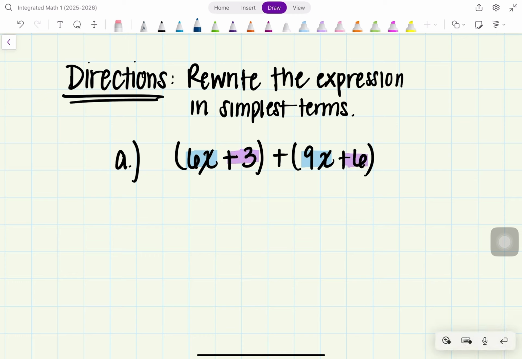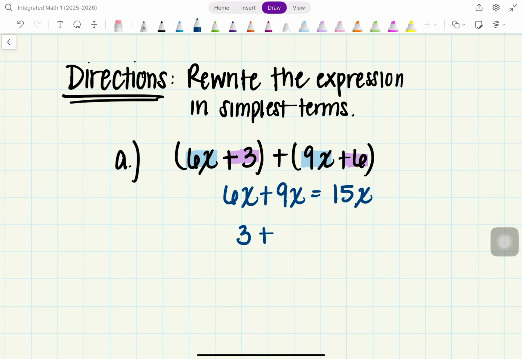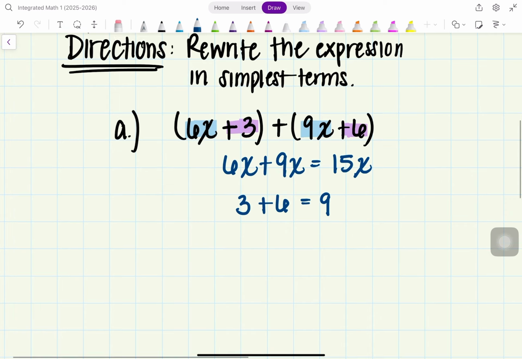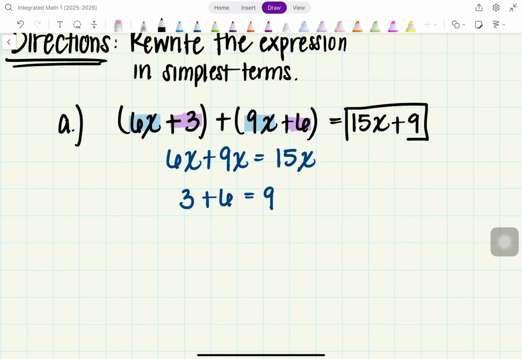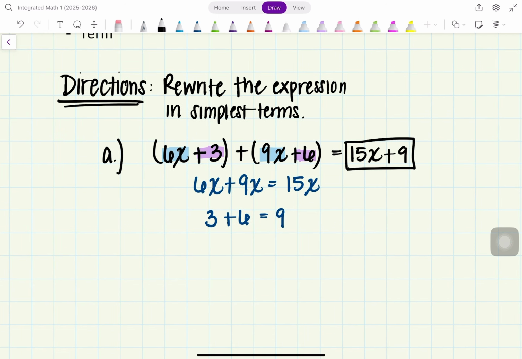If I do that, for 6x plus 9x, I would do 6 plus 9, which is 15, and I carry my x. So that's going to be a 15x. Same thing with the 3 and the 6. 3 plus 6 is 9. So my answer for the expression here is going to be 15x plus 9. That is the answer of a simplified expression. We rewrote it. So that's what we're doing: once again, identifying the like terms, and then writing the expression together.